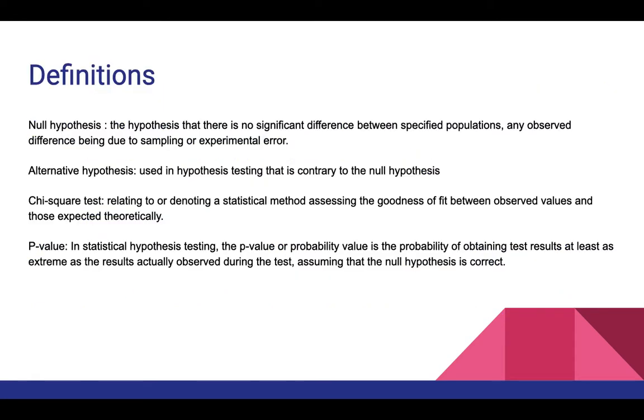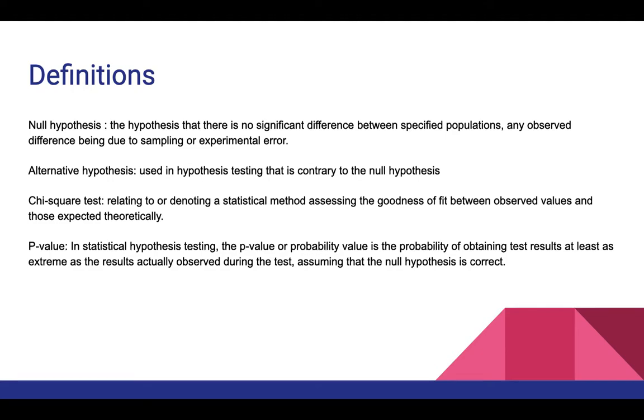So before I get started, I wanted to define some things. The null hypothesis is the hypothesis that there is no significant difference between specified populations, any observed difference being due to sampling or experimental error. The alternative hypothesis is used in hypothesis testing and is contrary to the null hypothesis.